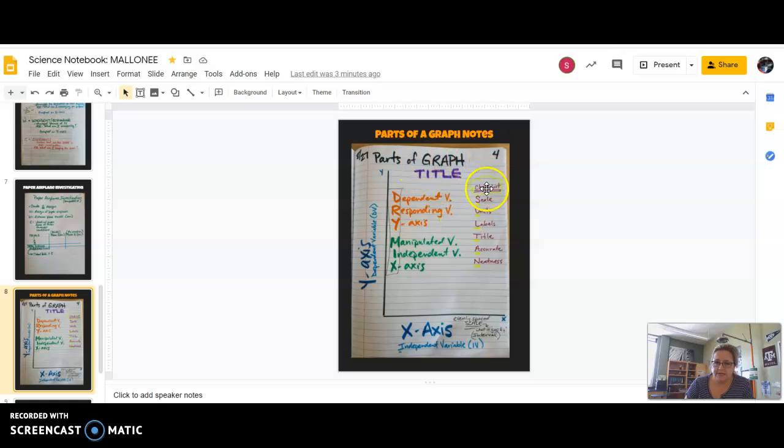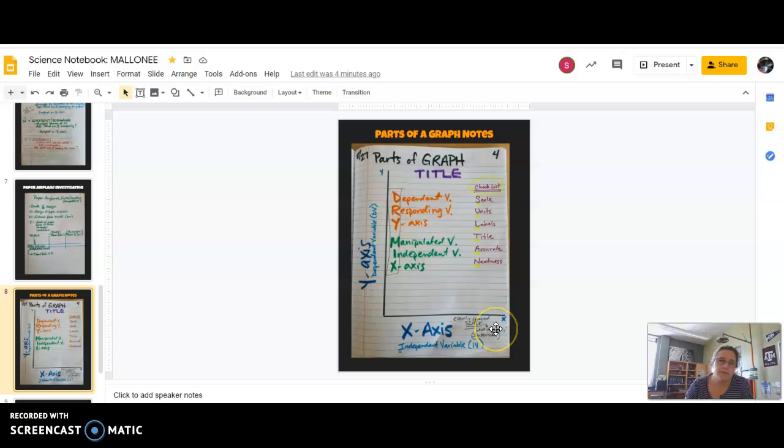Okay, so this is on your Google Classroom, so you can make it bigger. You've done graphs in math class. We're just reviewing that and showing you how we put math to work. You've got your y-axis, that's where your dependent variable goes. Your x-axis, that's where the independent variable goes.